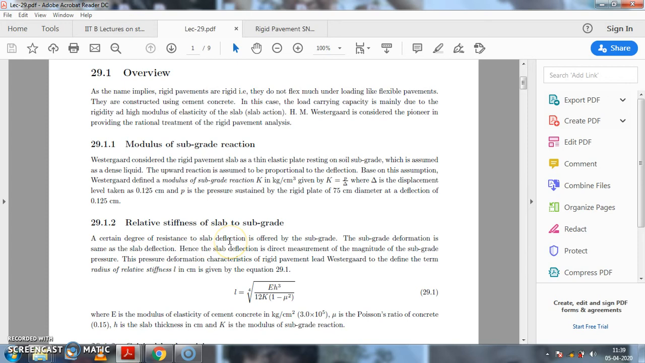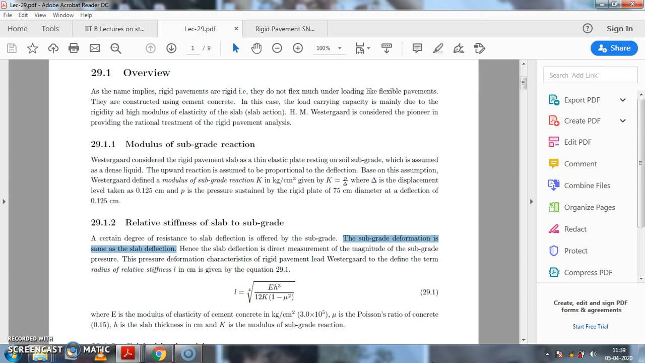Now relative stiffness of slab to subgrade. What is relative stiffness? First we have to read that as per Westergaard, a certain degree of resistance to slab deflection is offered by the subgrade. Exactly, the subgrade deformation is the same as the slab deflection. This line is very much important. The subgrade deformation is the same as the slab deflection. Basically, this is not only for rigid pavement, this is for all types of pavement. How much the slab has been deflected or deteriorated can be assumed as per the subgrade deformation.